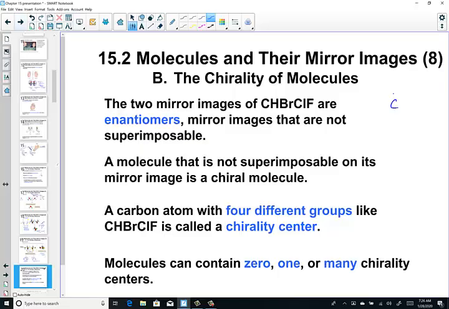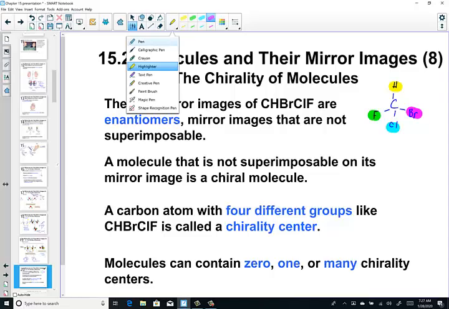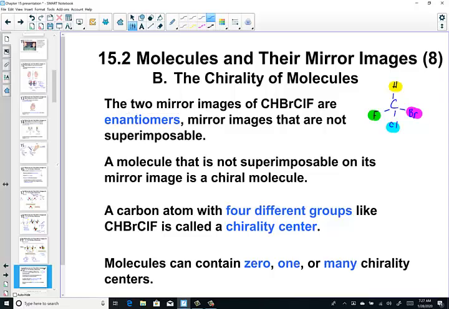When I looked at carbon attached to hydrogen, bromine, chlorine, and fluorine, there were 4 unique attachments. So what I'm saying is hydrogen is very different than fluorine, which is very different than chlorine, which is very different than bromine. 4 unique attachments created a chiral carbon, a chiral center in that molecule. So if you have 4 different groups, you are making what's known as a chiral center.